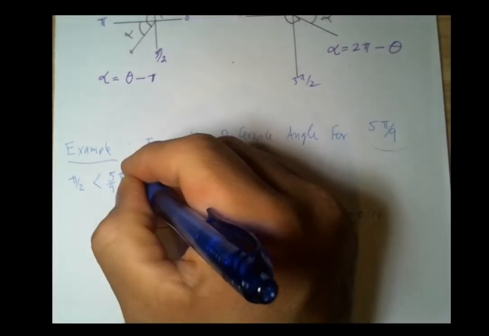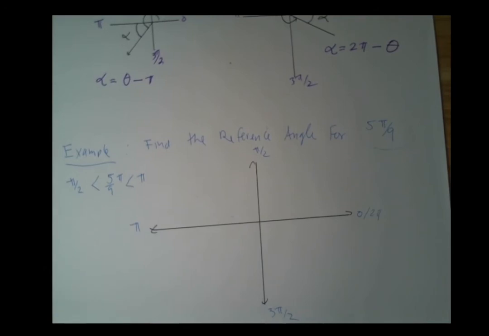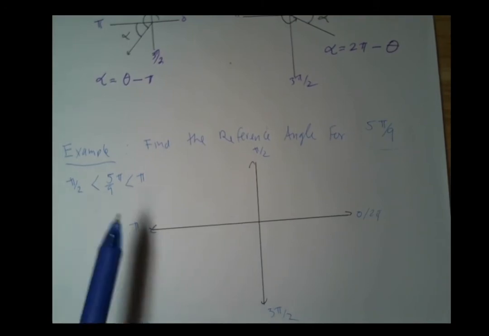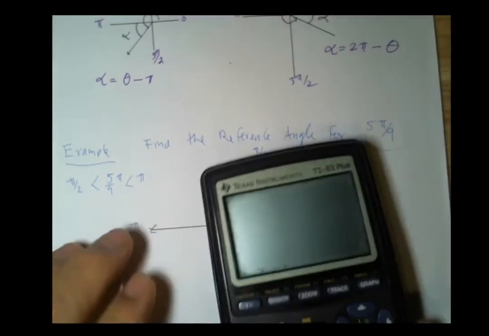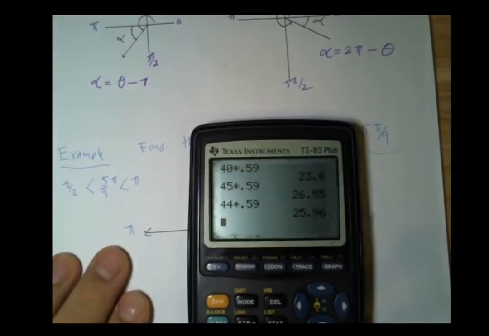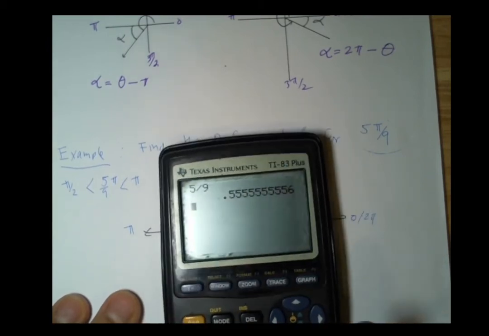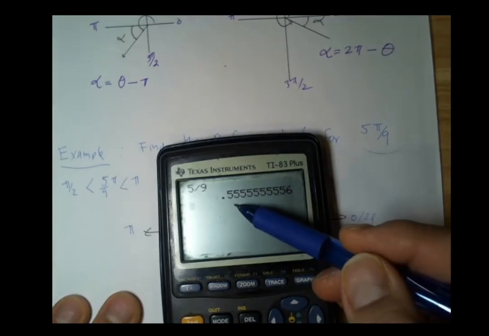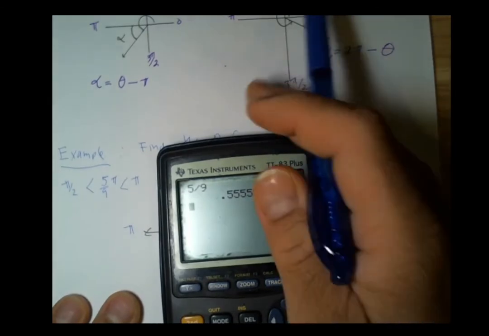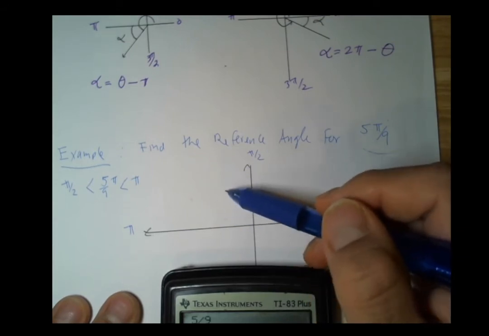All right. And I also know it's less than pi, because pi would be 9 pi over 9. Okay, so now I know that it lies in quadrant 2. One other thing you can do here is use your calculator. If you just simply look at the 5 over 9, you can see it's a little bit more than half, but definitely less than 1. So that puts you in this area here.